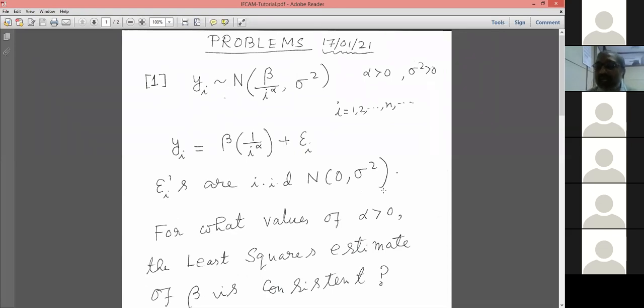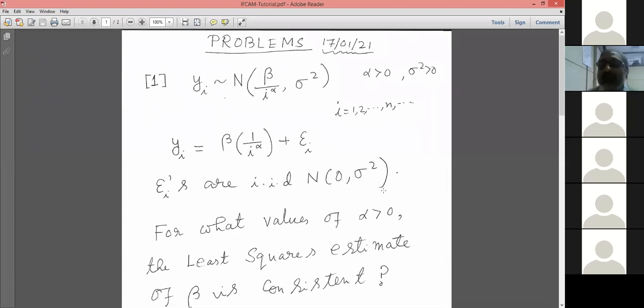So let me tell you the correct answer. You are right. Indeed, only for alpha less than or equal to half, it will be consistent, and for alpha greater than half, it is not going to be consistent. But can you tell me why? What happens for alpha greater than half? Summation i to the power minus 2 alpha is a convergent series in that case, so that has some value. Let's say it converges to some constant, C alpha. It depends on alpha, so I call it C alpha.